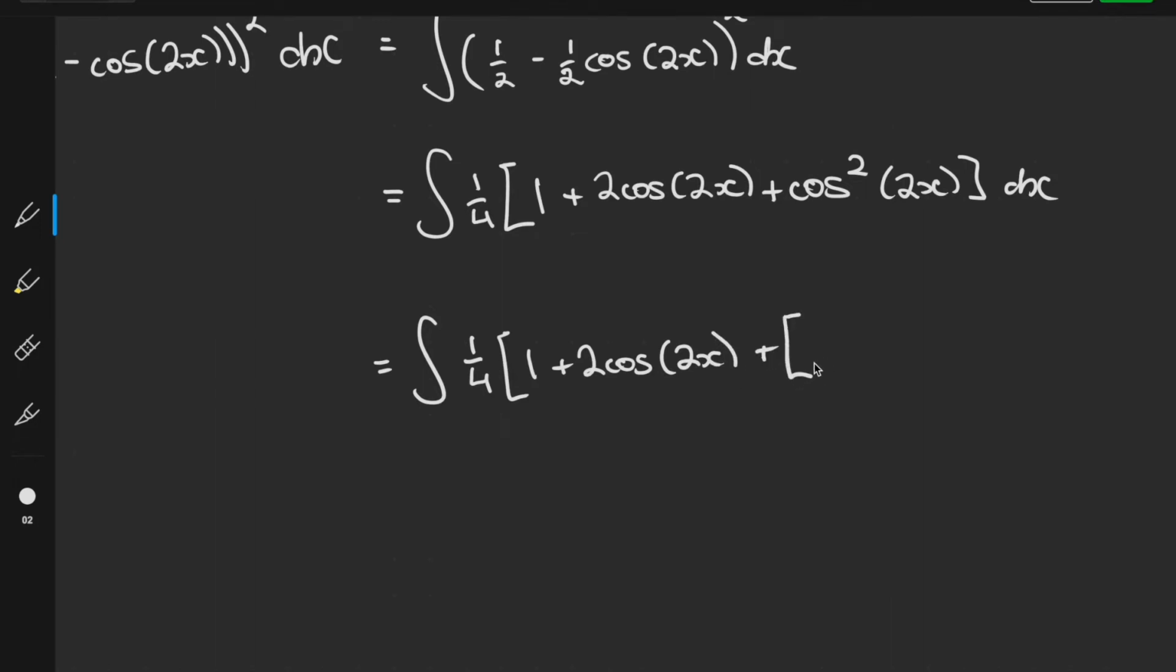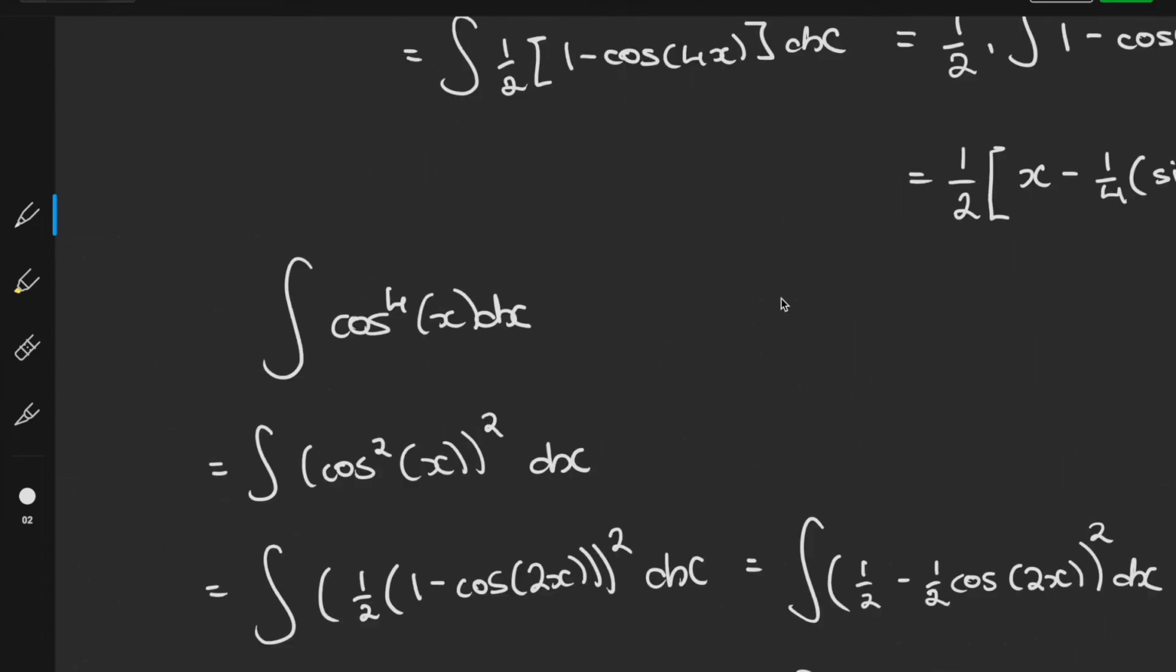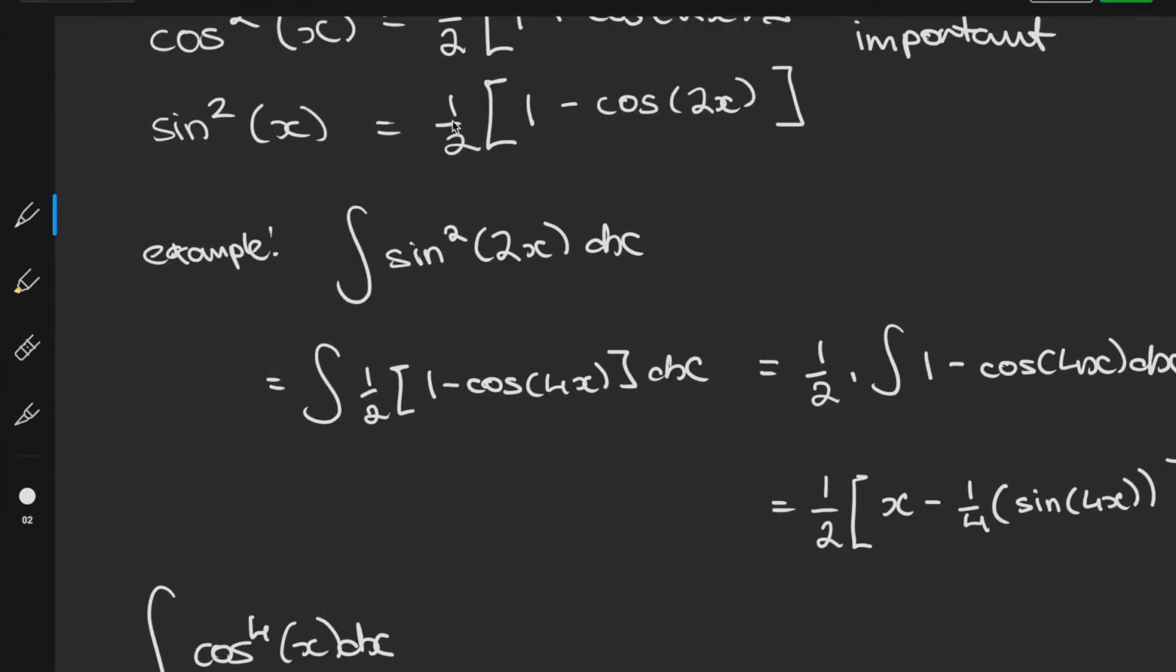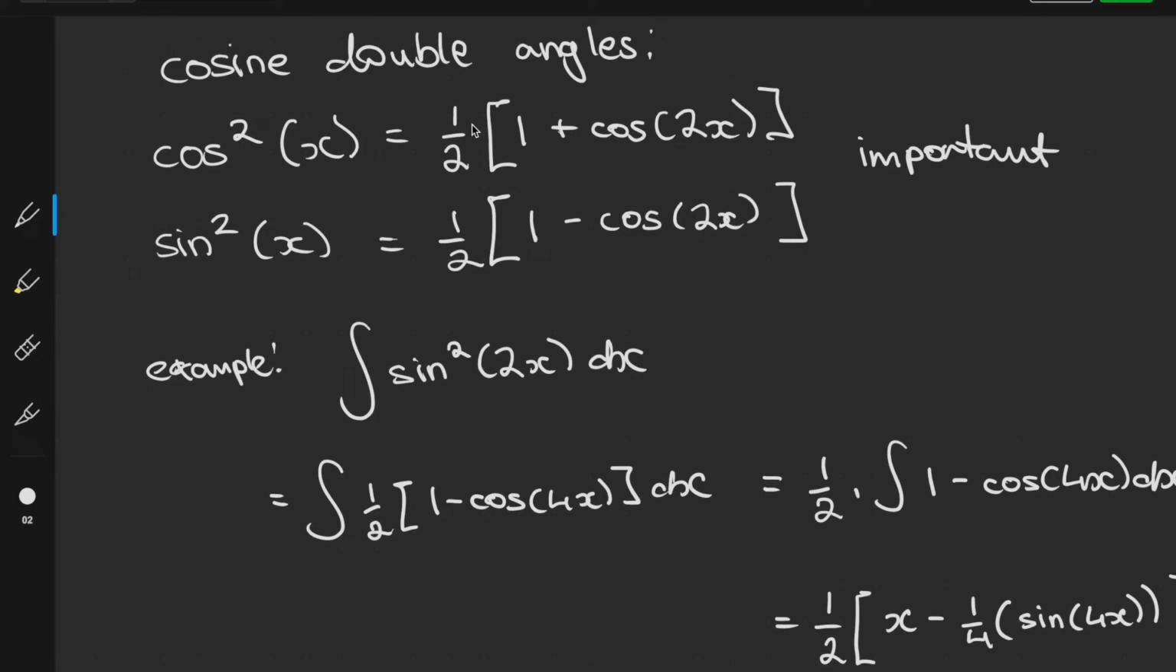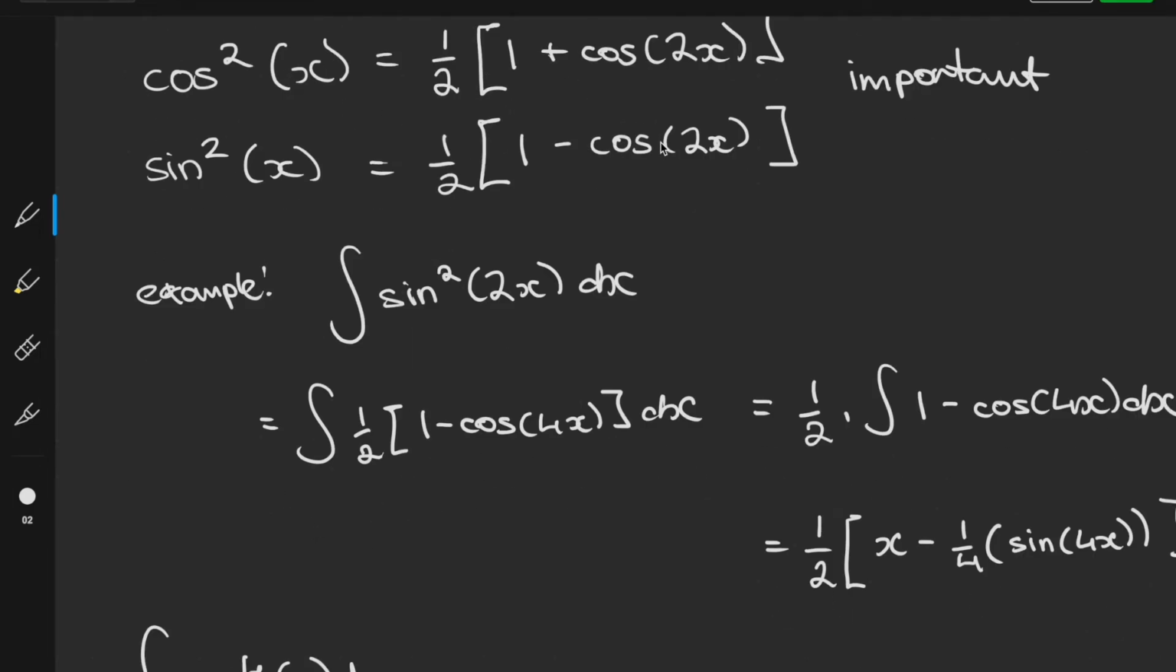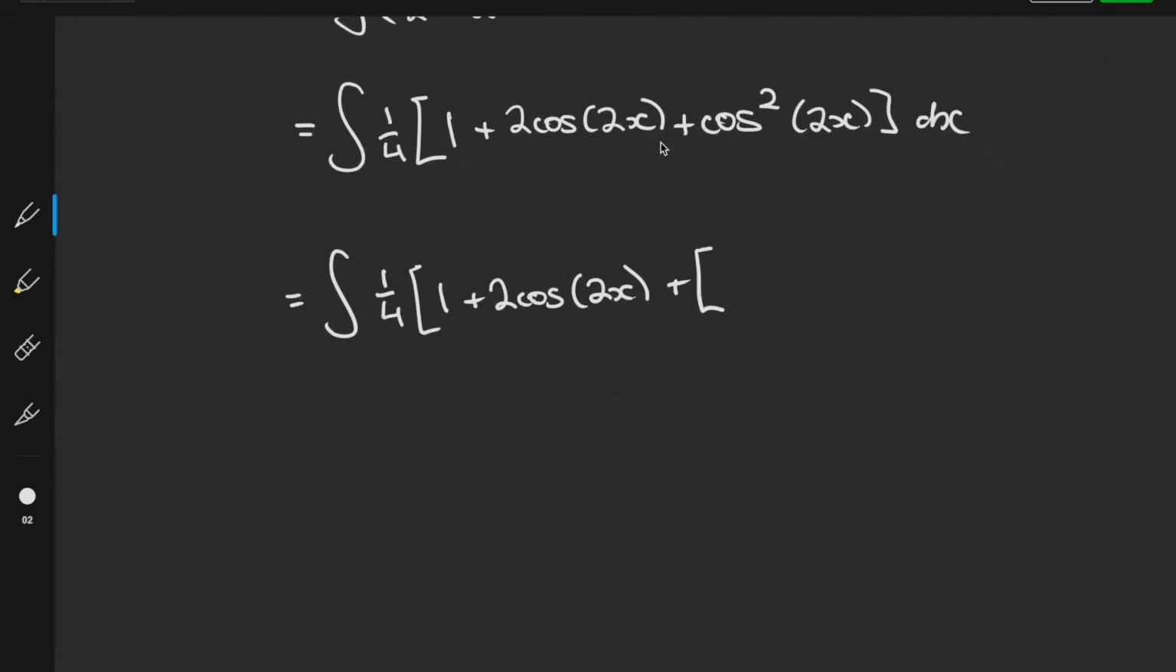Using the double angle identity again, this is going to become a half times the cosine of 4x plus a half. That's basically just expanding. If you expand this formula out, it's going to be a half plus a half cosine 2x. So I'm just going straight from there to there, and you'll see why in a second. I'm not actually going to use that big bracket. There's no need to. So this is just going to become a half times the cosine of 4x.